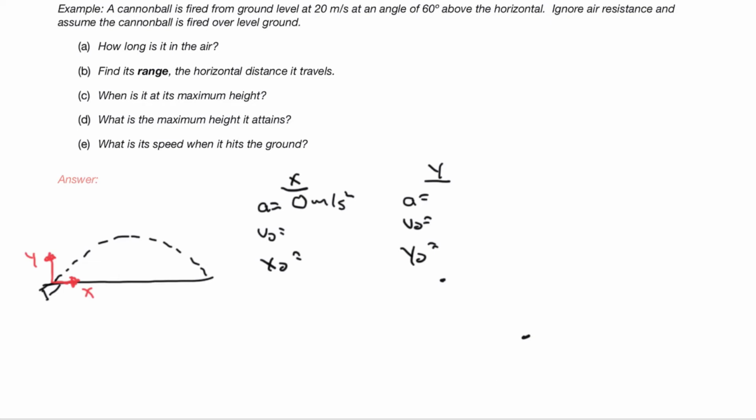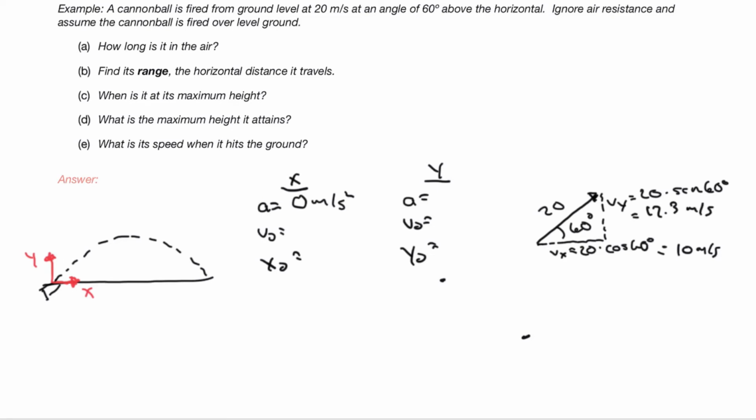Let's draw a triangle to find this. We draw a triangle, and again, the angle is 60 degrees, and the magnitude of our velocity is 20 meters per second. To find the x velocity, we use our component formulas. In this case, v sub x is 20 times cosine 60 degrees, which is 10 meters per second. To find our y velocity, we apply 20 times sine of 60 degrees, and that comes out to 17.3 meters per second. Now that we have that information, let's enter it down.